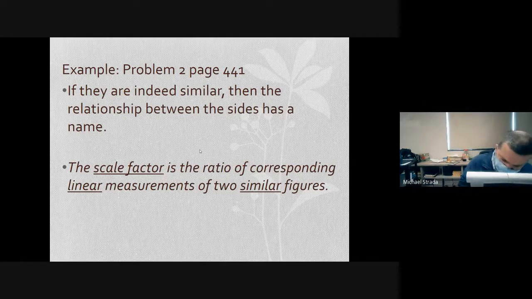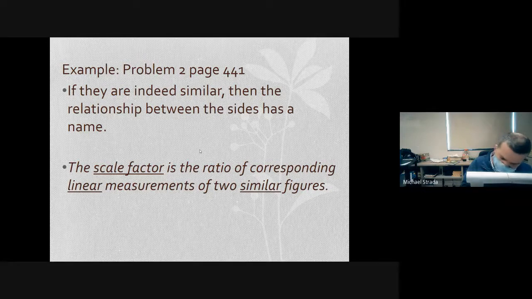Now, they're already telling you it's similar. So all you have to do is take a pair of corresponding sides. In other words, in ABC, the smallest side is 9. In DEF, the smallest side is 15. And then simplify that as necessary, 3 over 5. That's it.